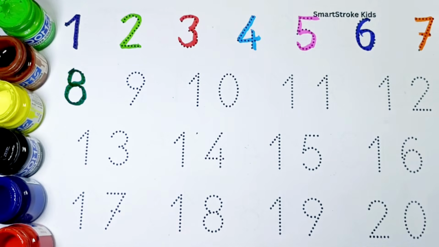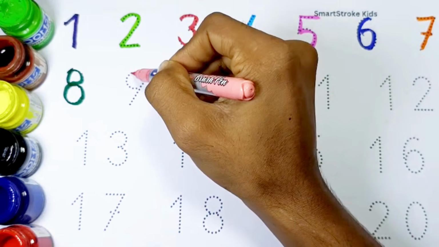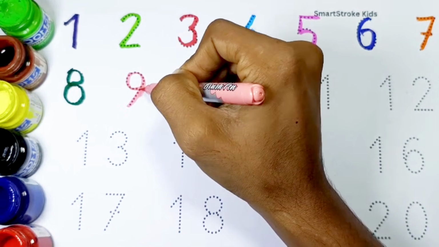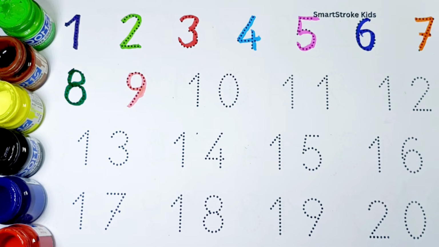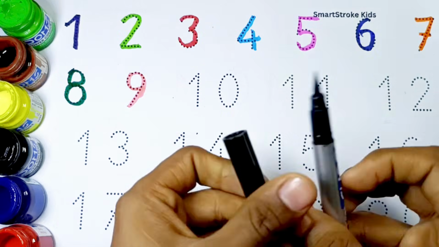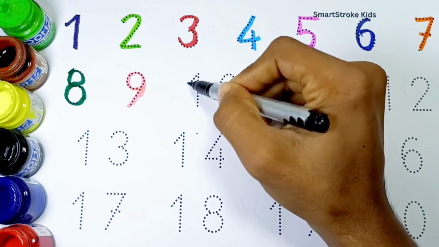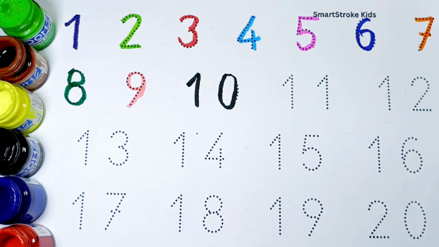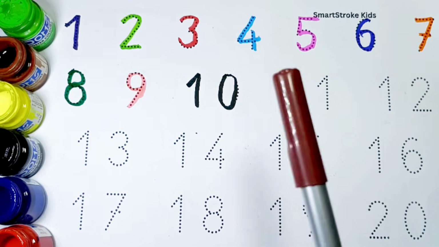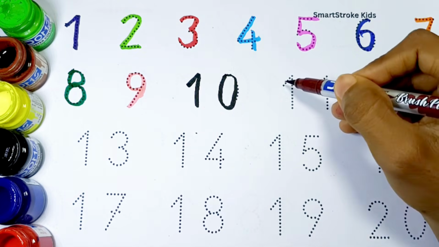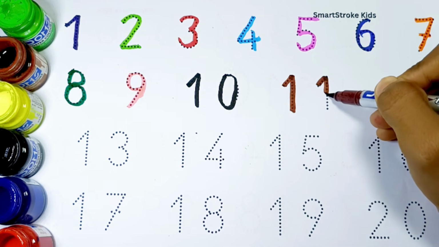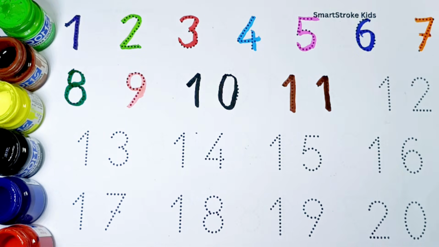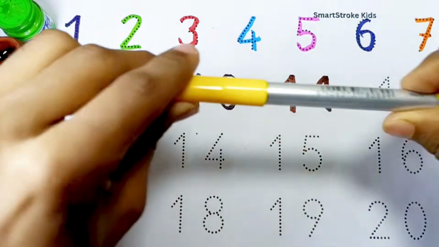Eight. E-I-G-H-T, eight. Kids, now you draw nine. The numbers of nine. N-I-N-E, nine. Kids, now you draw 10 and use black color. 10. T-E-N, 10. Wow, brown color. And now you draw 11. The numbers of 11. Kids, now you draw 12 and use yellow color.